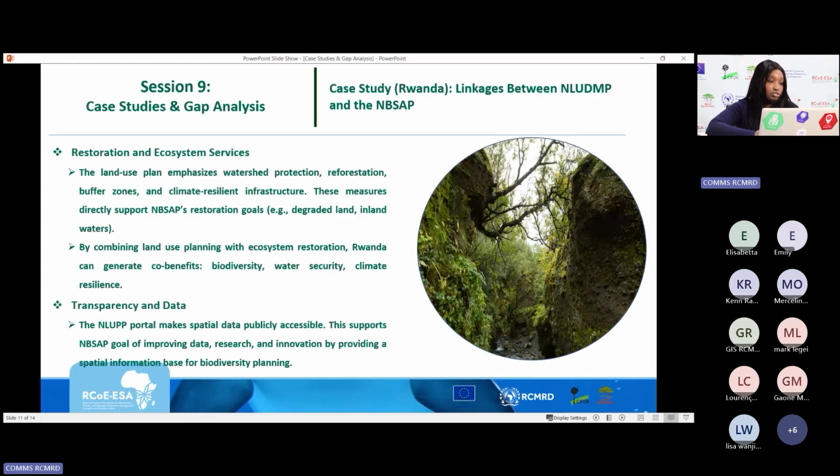There is also one on restoration and ecosystem services. Again, it's in both documents. Again, the issue of transparency and data sharing. The fact that there is a portal makes it publicly accessible. They're able to get trust from the citizens, and so it's easier for them to even support some of the recommendations in this document.